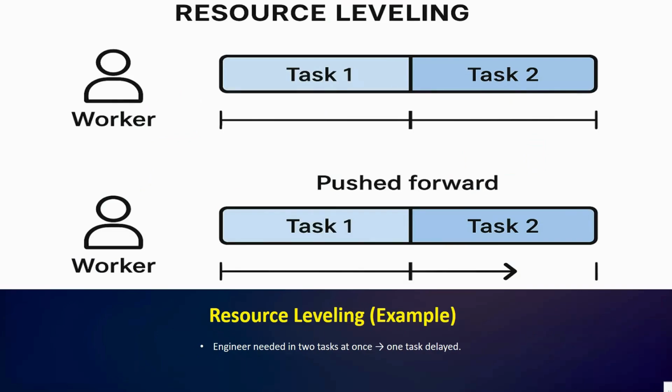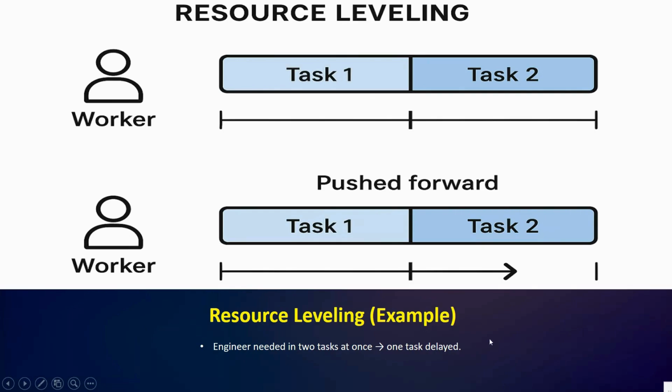Next, we have resource leveling example. So let's see a practical example of resource leveling. Here you can see resource leveling worker task one, then task two. Then here you can see we have the pushed forward task one and task two. Okay, you can see here. So engineer did it in two tasks at once. So here you can see one task delayed.